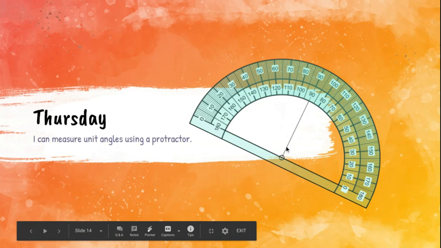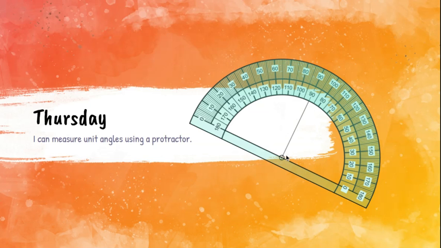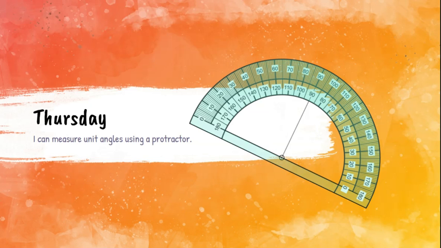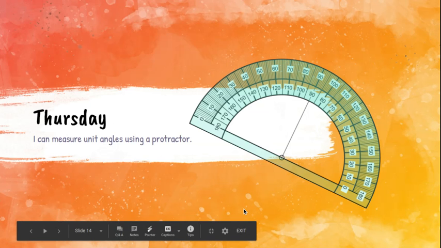If you see the right angle, it looks like the L, like the ray going here and the ray going there. You see that the ray ends at 90 degrees. So that's how it looks on a protractor.